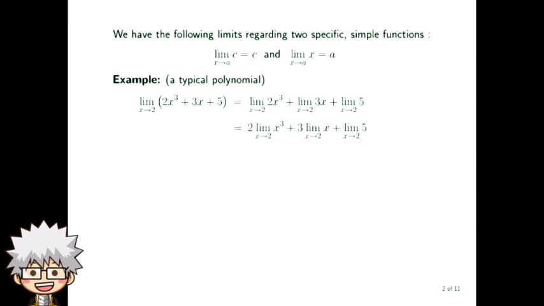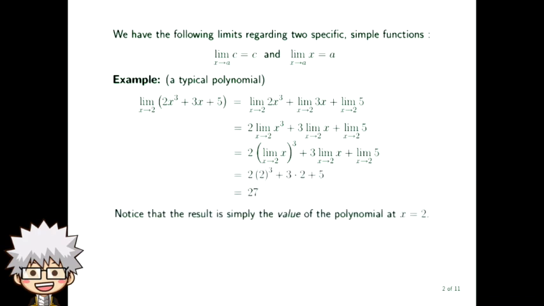Next, we use the fact that the limit of a product is equal to the product of the limits to write the limit as x approaches 2 of x cubed as the cube of the limit as x approaches 2 of x. So now we have our limit expressed in terms of limits of very simple functions, which we evaluate as follows. And after a bit of arithmetic, we arrive at 27. Now notice that the result is simply the value of the polynomial at x equals 2. In fact, this always happens with polynomials.